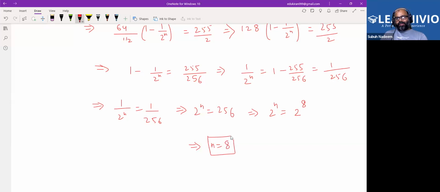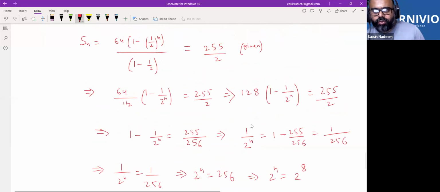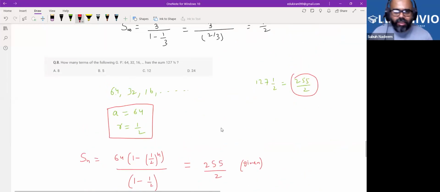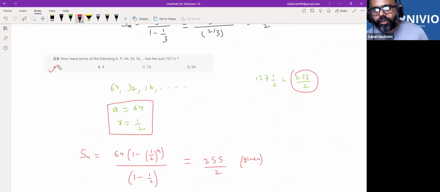This will be your answer. So 8 terms will add up to give you this answer. So you will say the option is 8. Now you can write it down.